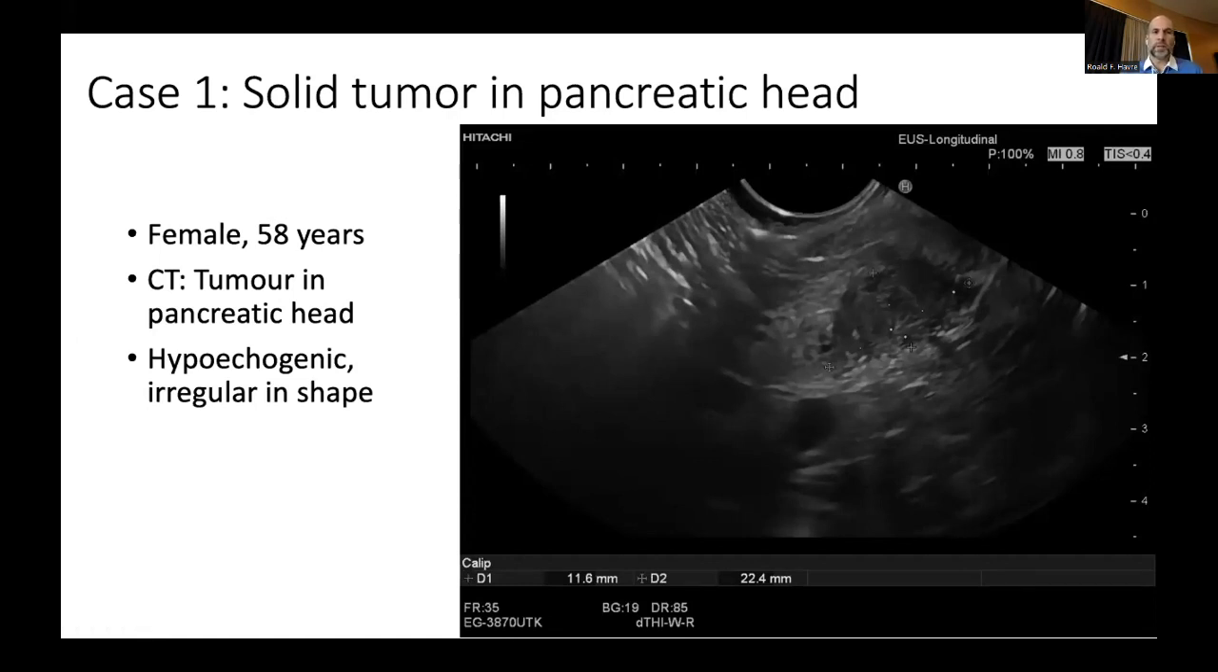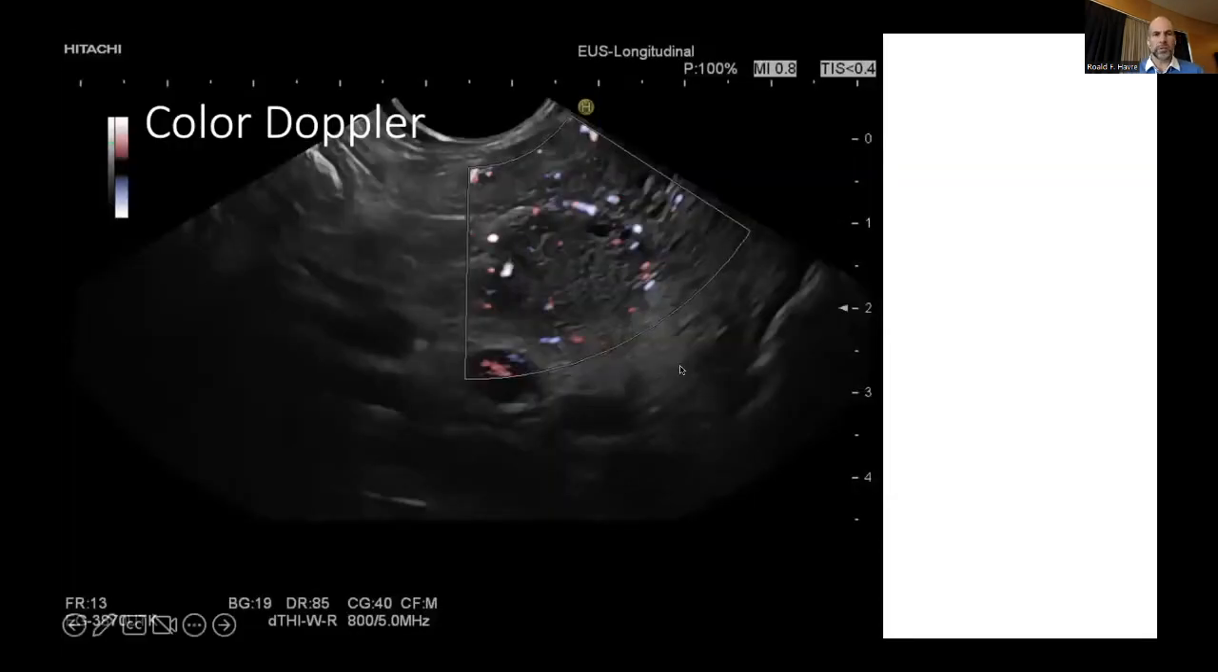So this is a female patient of 58 years with a tumor in the pancreatic head, and she comes to endoscopic ultrasound. And we see that we have this tumor here. I hope you can see my marker. And you see that there is a kind of irregular surface or shape, and it's about 22 times 12 millimeters. And we use the color Doppler, and we have an impression that there are some vessels in this tumor, but there are more vessels in the surrounding tissue.